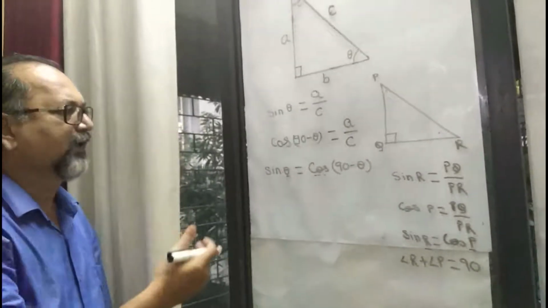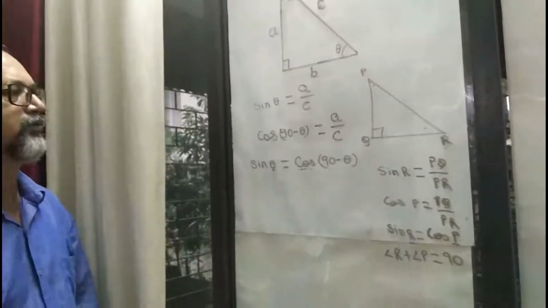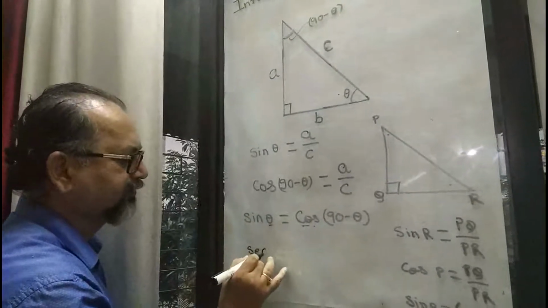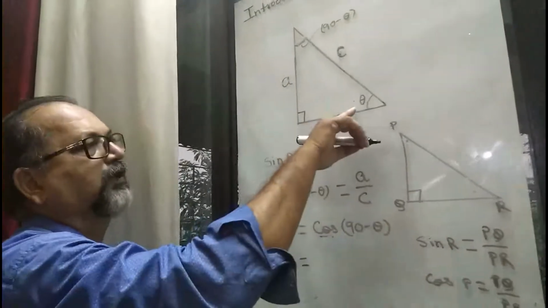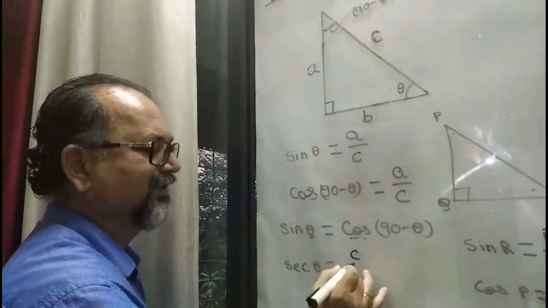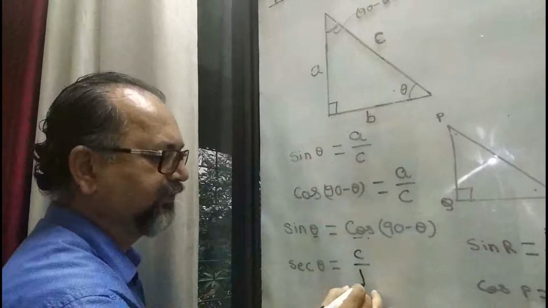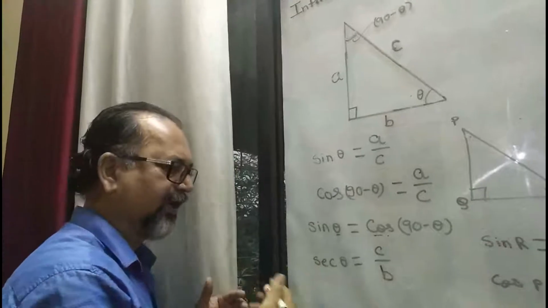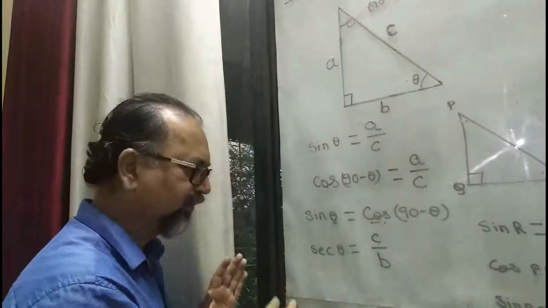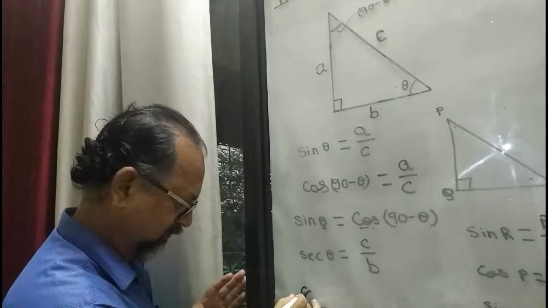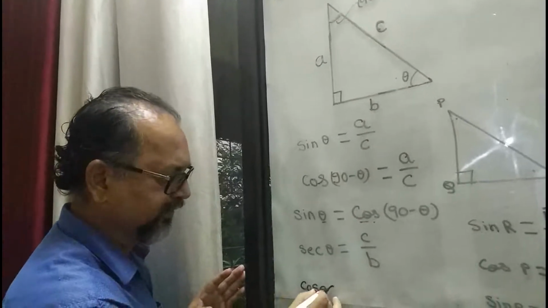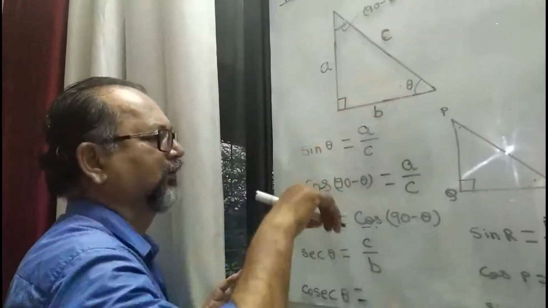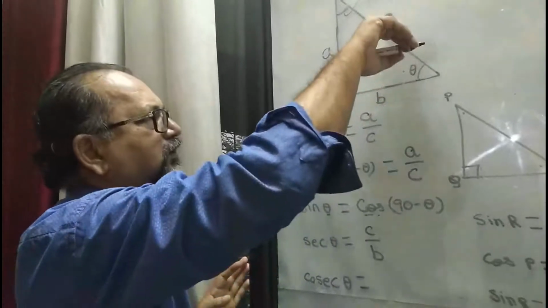In the same way, let us find some relation between the other trigonometric ratios. Let me take, say, sec theta. You know what sec theta is? Sec theta is hypotenuse C upon the adjacent side B. Now, which is the complementary ratio for sec? As per the definition and the name, you can easily recollect cosecant, cosec. Cosec theta is actually C upon A.